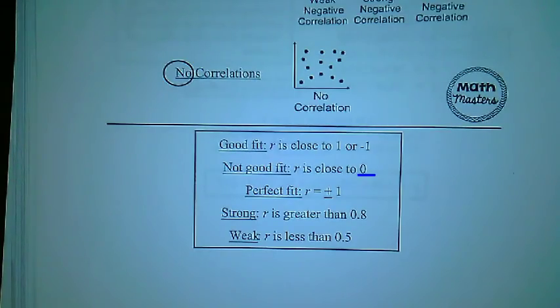Strong would be anything greater than 0.8. Okay? And then weak would be less than 0.5. So again, if you're closer to this, then we're going to say strong, and if it's 0.5, that would be weak. Okay.